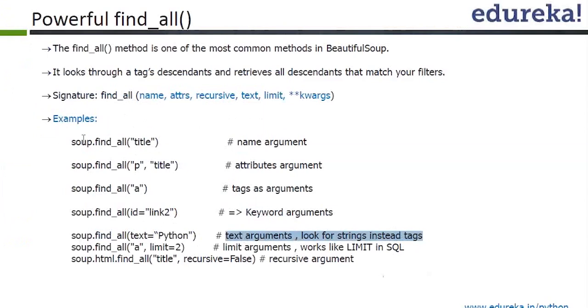So basically, find all is very powerful. There are many ways to pass a value inside find all. You can have one value, multiple values, key-value pairs, multiple tags, and you're limiting it to the number 2. It works like limit in SQL, or just the first 2 records. And whether you want to recursively search for the particular data or not. One of the most powerful features of BeautifulSoup is find all.